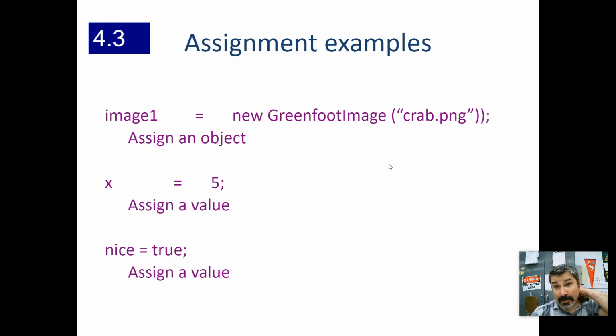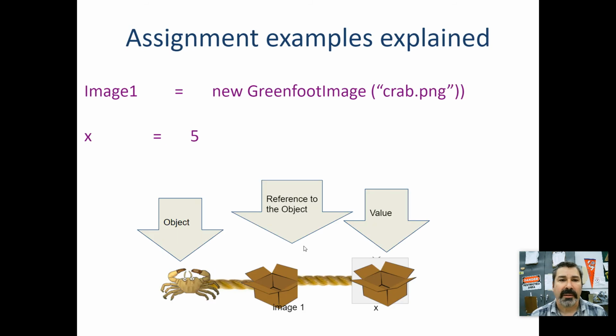Okay, so here's an example of an assignment. Let's say you had a variable called x. You could say x equals 5. Now look at this one: image1 equals new Greenfoot image. This is assigning an object, so you're putting an actual robot in the box. If you say x equals 5, you're just sticking a simple integer value 5 in the box. You could say nice equals true, so you're assigning a Boolean value to the box. So you can assign robots or objects or just values. This is more complex. This is more simple.